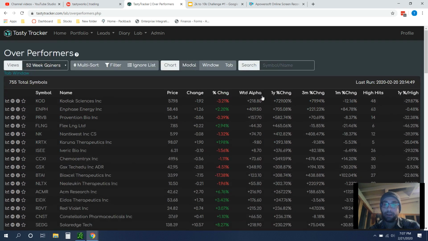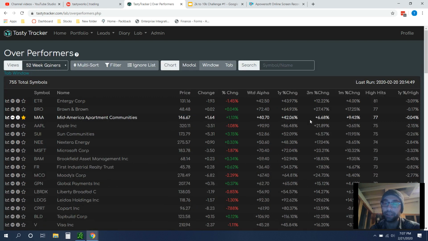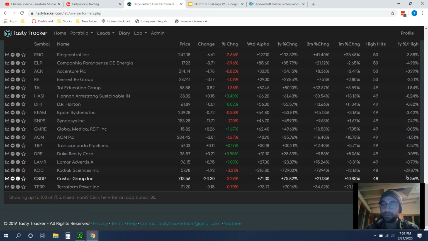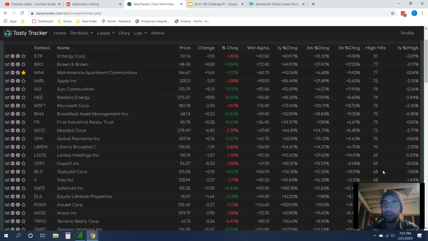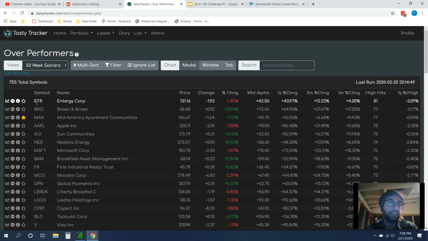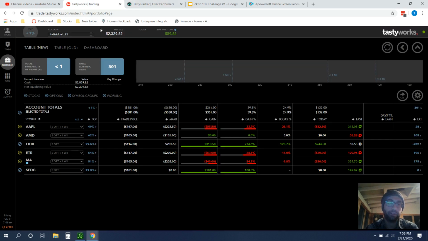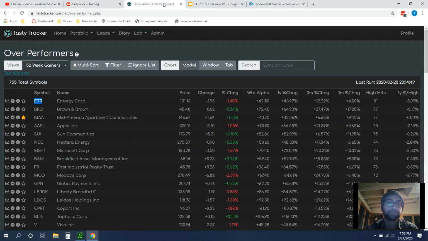So I can sort by one of these two columns, but my favorite column at the moment anyway, and my style, like everybody else's, is constantly evolving, is high hits, which is the number of times this security hit a new high. And even at the very bottom of this list, it's 48. So they're hitting new highs almost once a week. So ETR, I had actually shown you yesterday that I had a position in ETR already open.